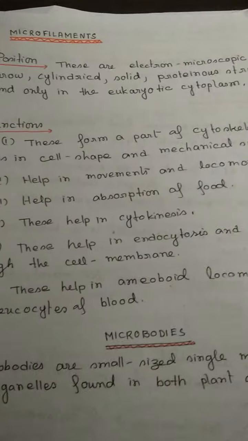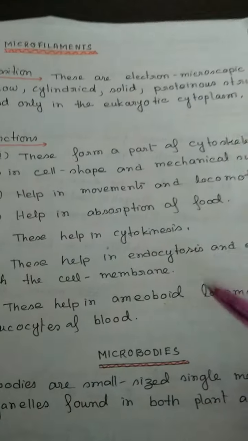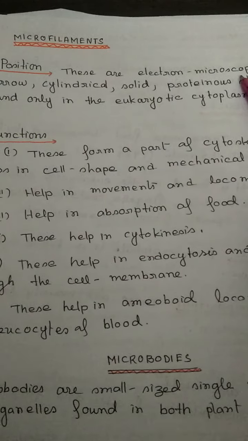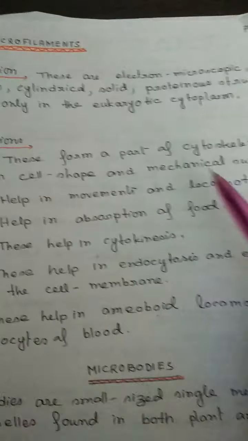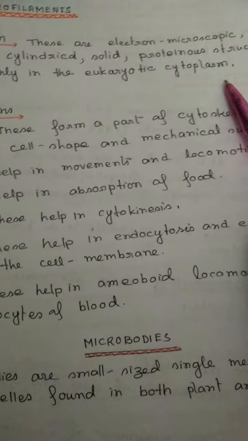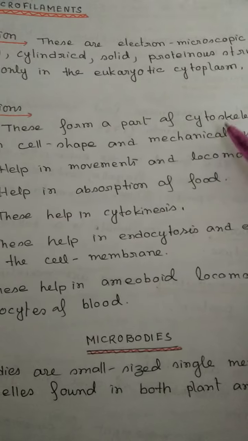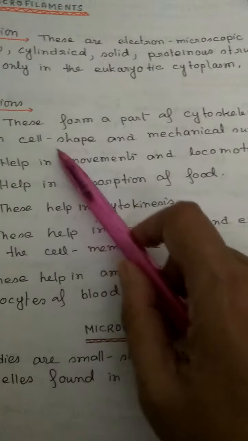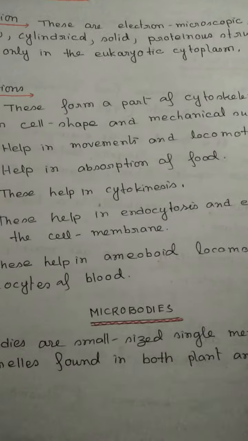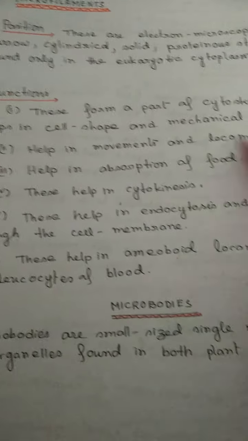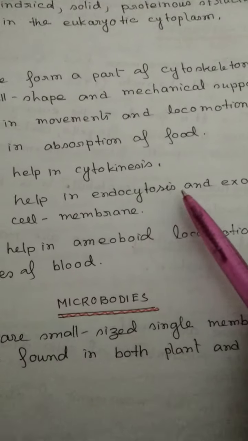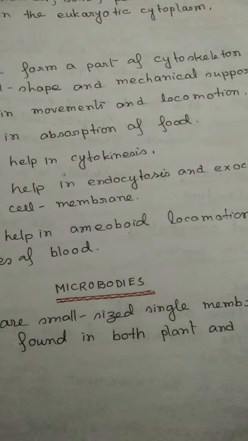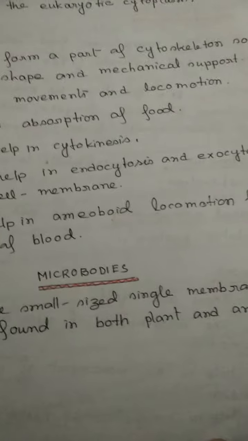In the case of microfilaments, the position: these are electron-microscopic, long, narrow, cylindrical, solid, proteinaceous structures found only in the eukaryotic cytoplasm. Function: these form a part of the cytoskeleton and so help in cell shape and mechanical support, in movements and locomotion, in the absorption of food, in cytokinesis and also in endocytosis. They help in amoeboid movement or locomotion.